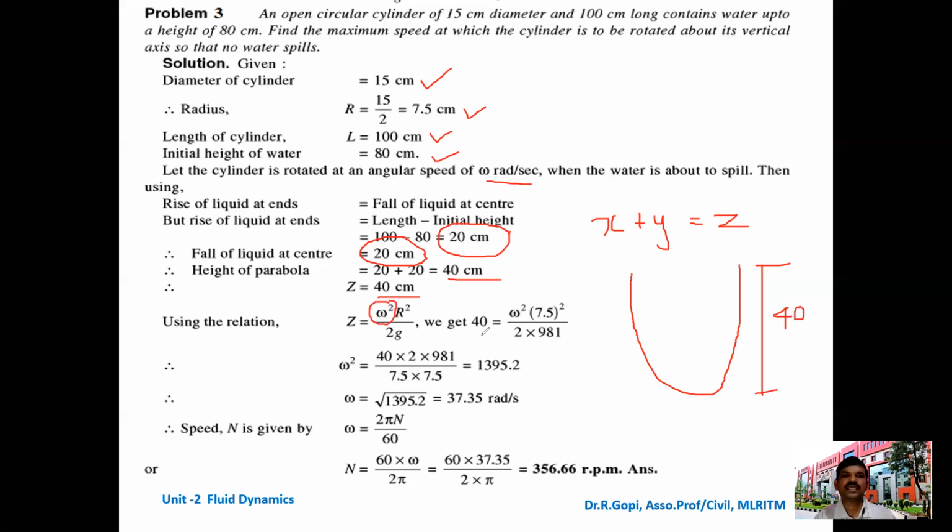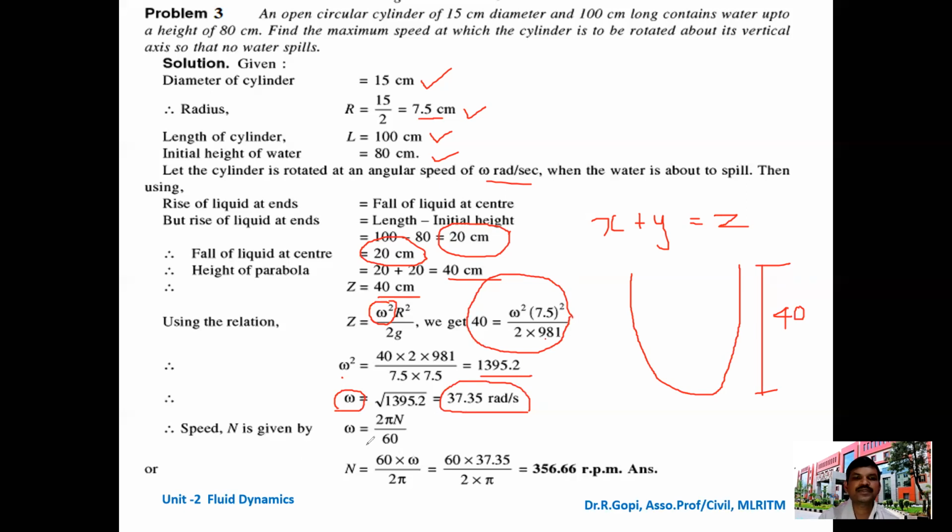So Z equal to 40 centimeter, which is equal to omega square into R square divided by 2g. What is R? 7.5 centimeter. So 40 equals omega square into 7.5 square divided by 2 into 9.81. From this equation, we easily calculate the omega. So omega is equal to 37.35 radians per second.